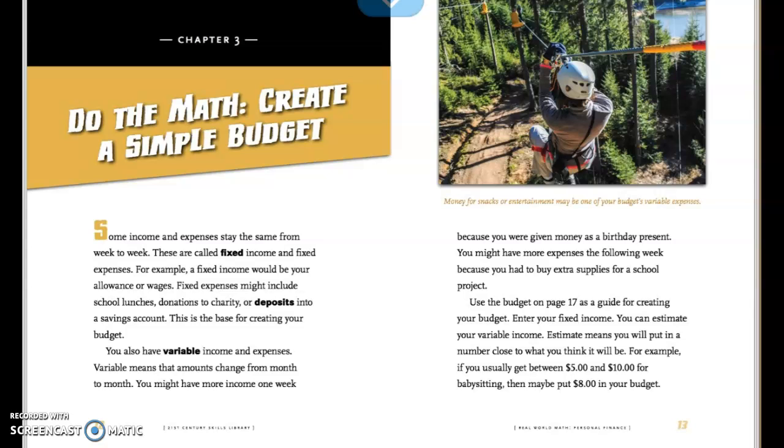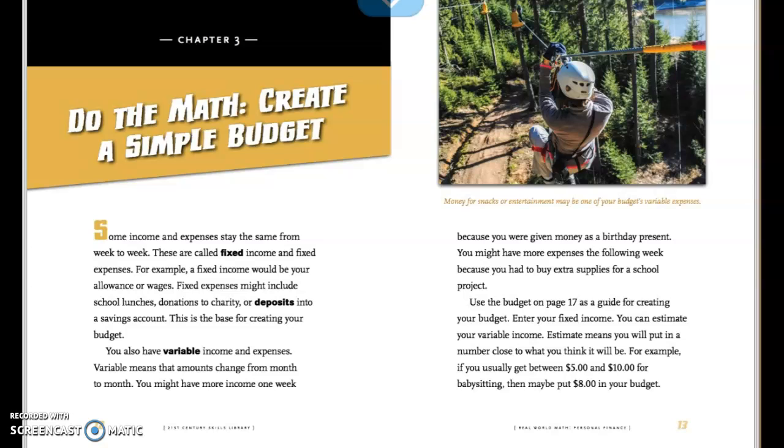Chapter 3. Do the math. Create a simple budget. Some income and expenses stay the same from week to week. These are called fixed income and fixed expenses. For example, a fixed income would be your allowance or wages. Fixed expenses might include school lunches, donations to charities, or deposits into a savings account.